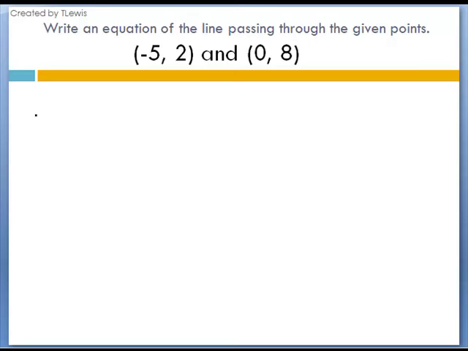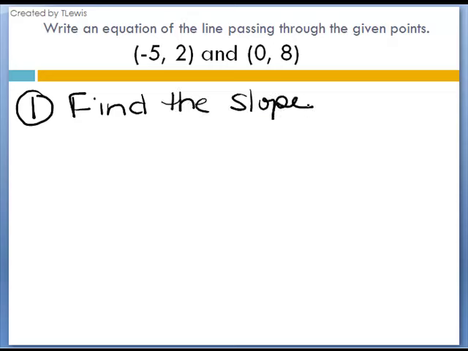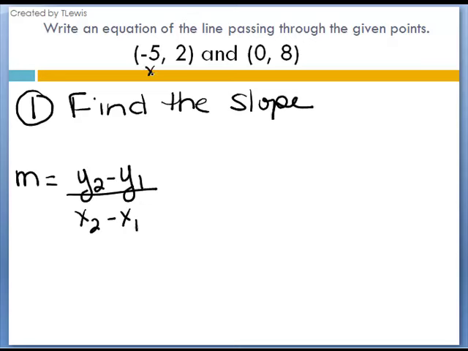But first, you're given 2 points. We want to first find the slope. So we're going to use the slope of the line formula. And don't forget that when we label our ordered pairs (x, y), the first set of points you see, we can label that with the subscript of 1, and the second set we see, we label that with the subscript of 2.